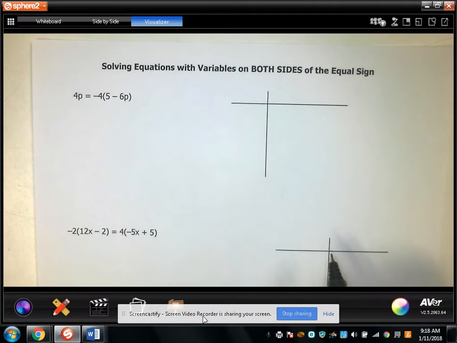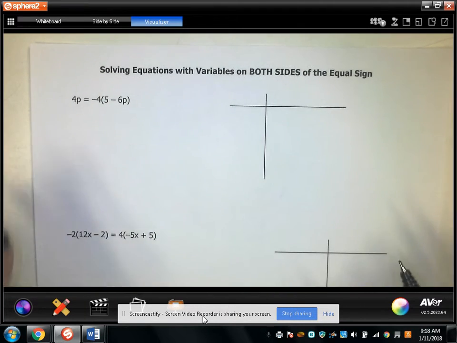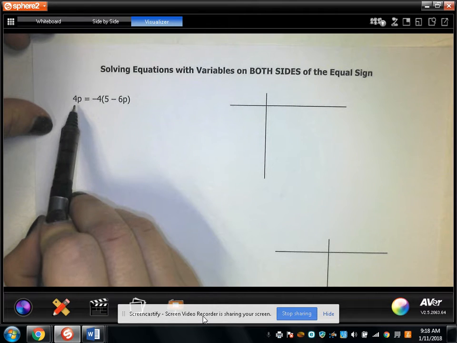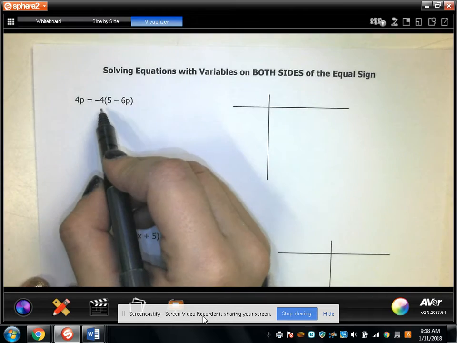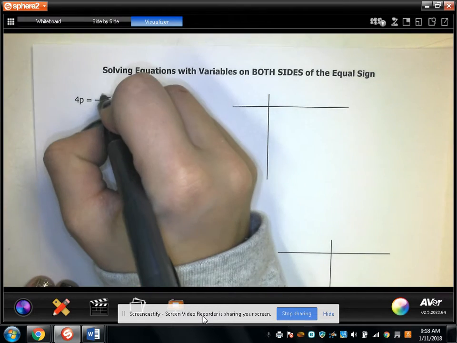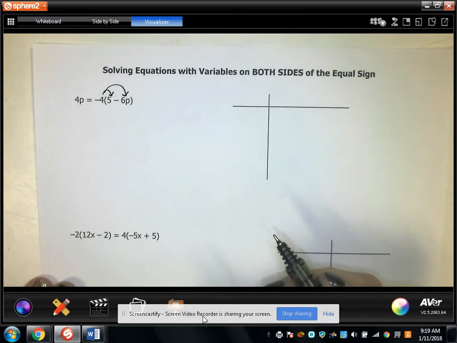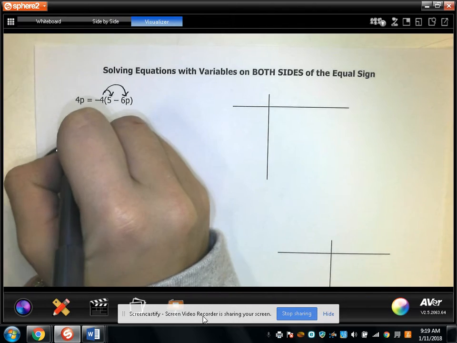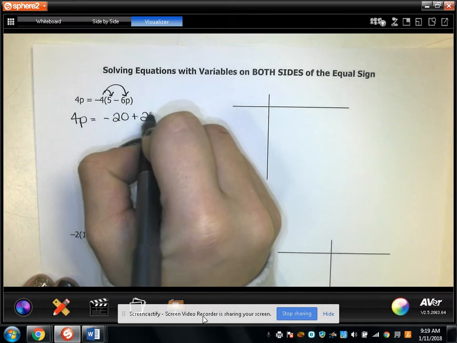All right, in this video, I'm going to go over how to solve equations with variables on both sides of the equal sign. So in these problems, we're going to see a variable on the left and the right-hand side of the equal sign. For this first problem, I'm going to start by getting rid of those parentheses, and I'm going to distribute out the negative 4. So I'm going to rewrite it as 4p equals negative 20 plus 24p.